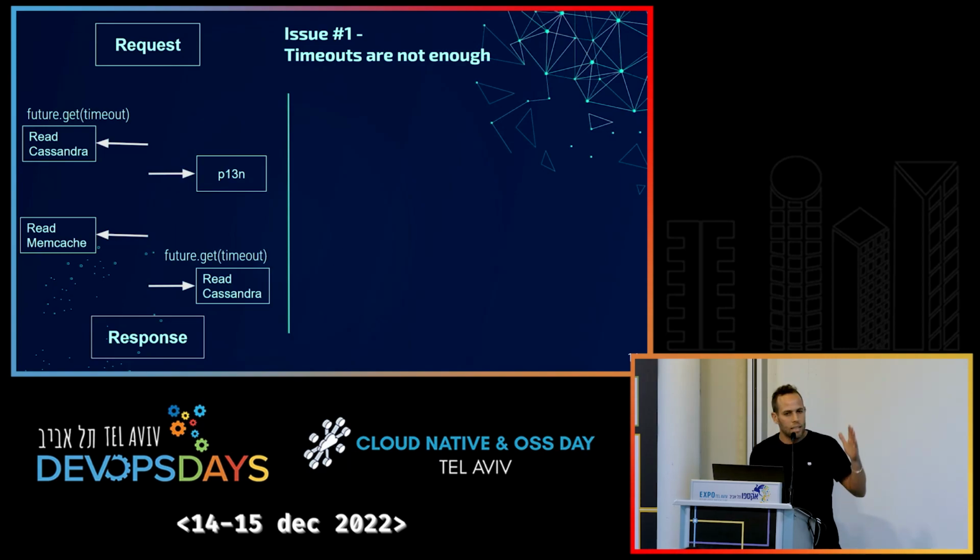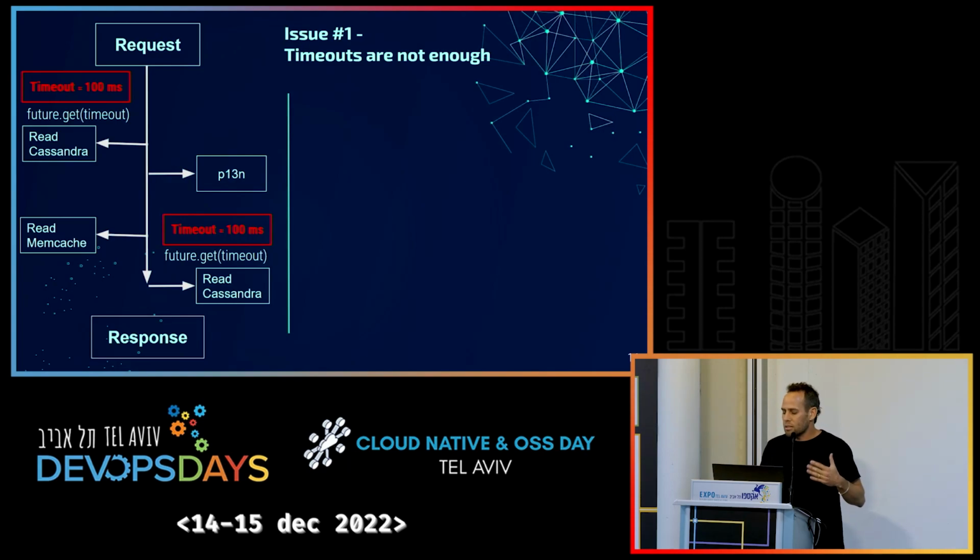What you can see here in the diagram is the flow of the request for recommendation reaching our service, and it's being executed by different features like reading from Cassandra. Every time I want to execute a feature, if there's a timeout on this feature, we either execute it or skip it. Nothing fancy here.